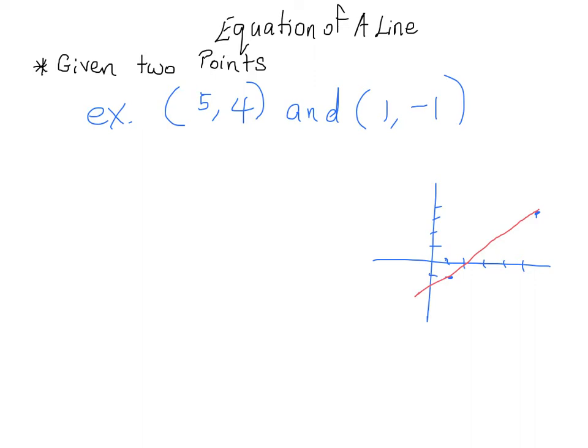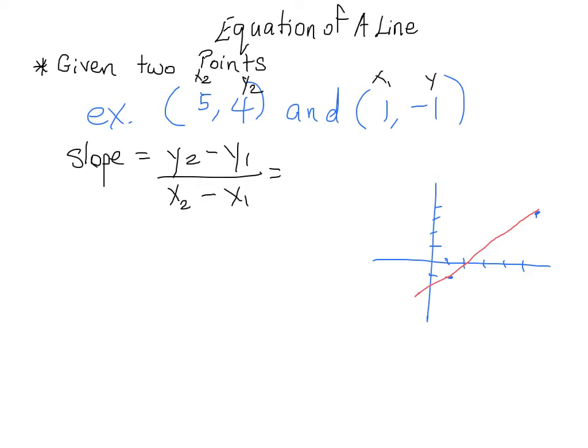First, we need to figure out the slope. The slope equation, you may recall, is y2 minus y1 over x2 minus x1. So let's call this x2, y2, and this x1, y1. So our slope would be equal to 4 minus -1 over 5 minus 1, which is 5 over 4.